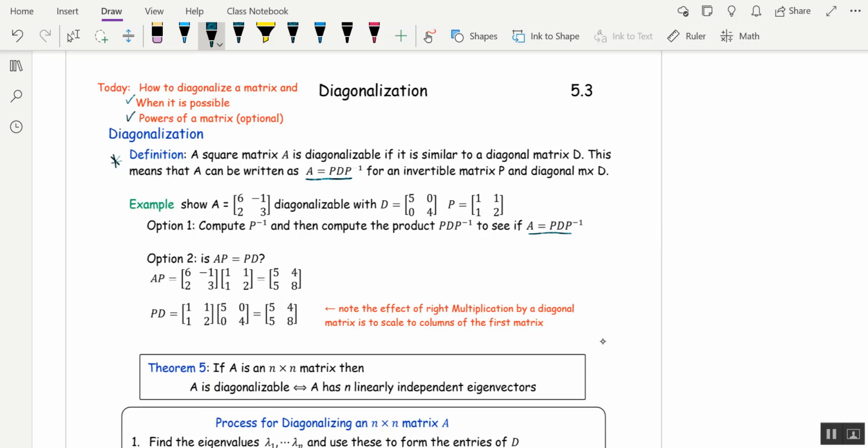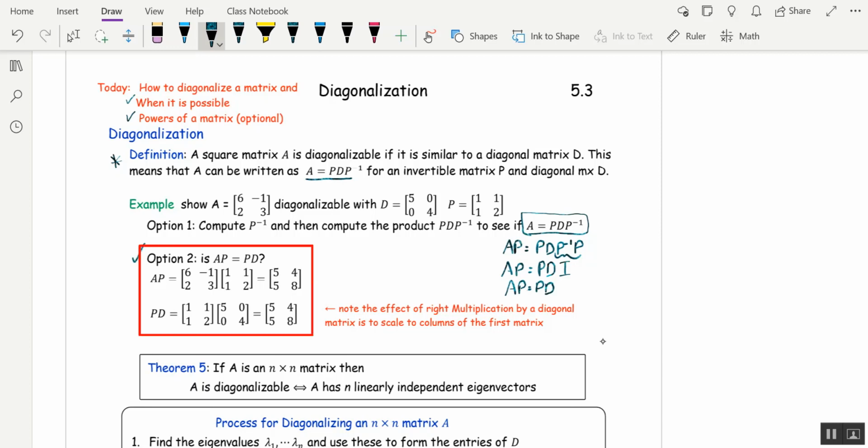So an easier way is to take this equation here and multiply both sides by P on the right. AP is PD P inverse P. This gives us AP is PD I, because P inverse P is I, but DI is just D, so we get AP is PD. Okay, so that's what I did over here. I used option 2. I computed AP, and then I computed PD.